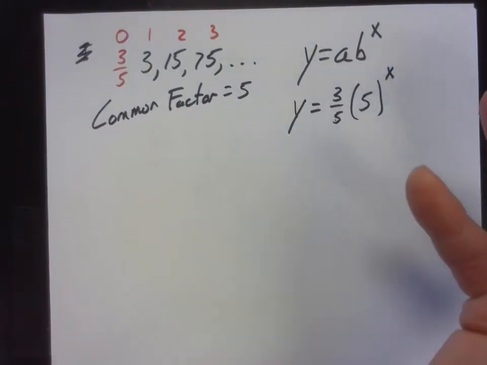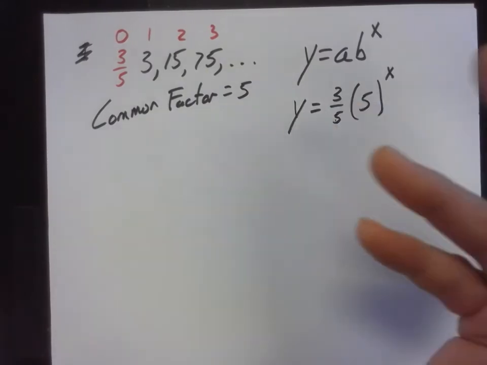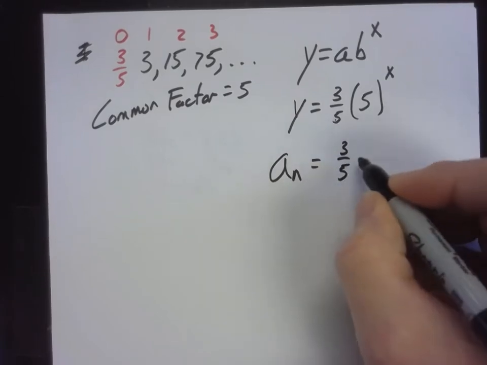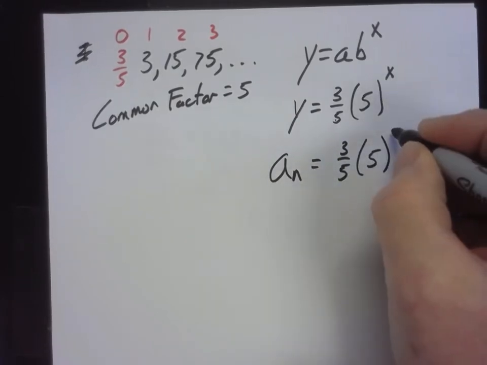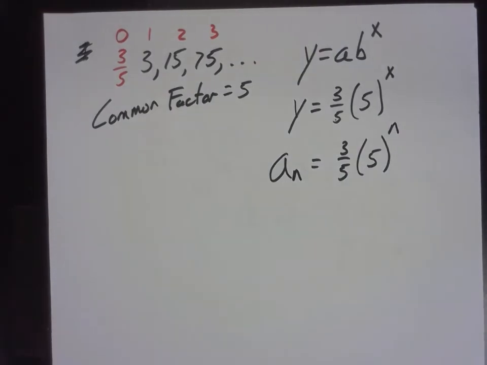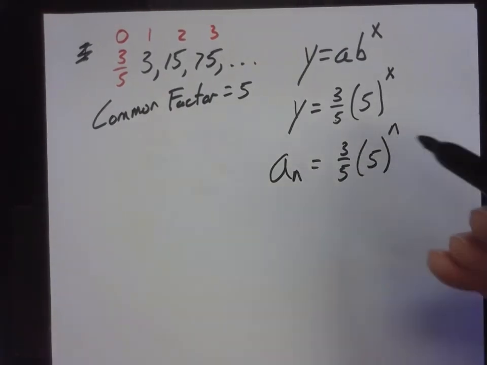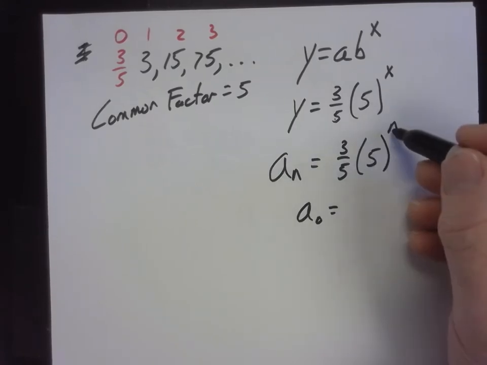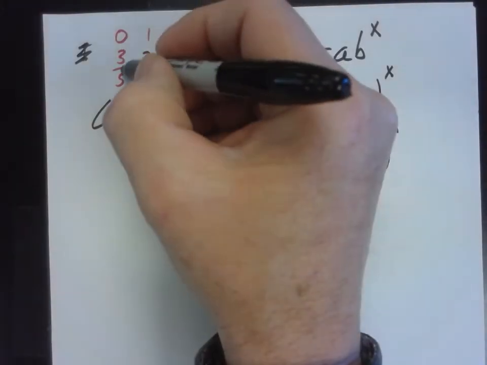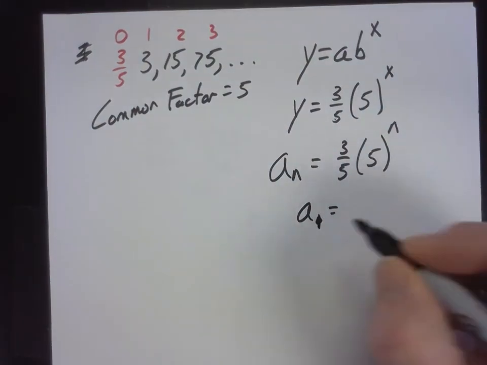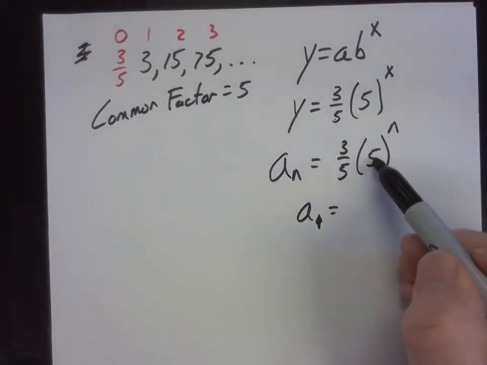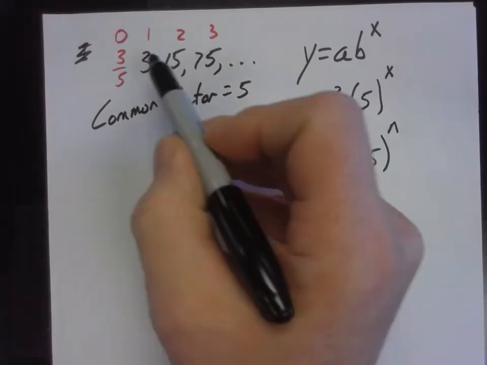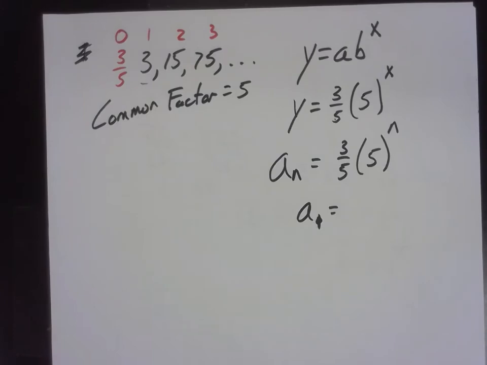Now, I want to write this so that it's a sequence. So I want to write a sub n equals 3/5 times 5 to the what exponent here? N power. Okay. So you'll notice when we put 0 in for n, a sub 0, 5 to the 0, 1 times 3/5, 3/5. We put a 1 in, we find a sub 1, 5 to the first power, it's 5 times 3/5, it's 3. See how it works? Okay, so it's going to give us that sequence, isn't it?